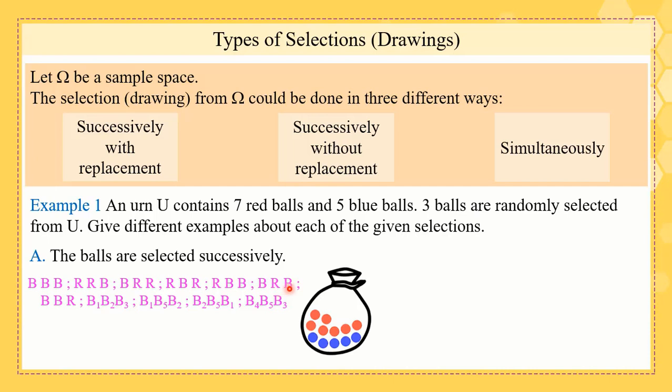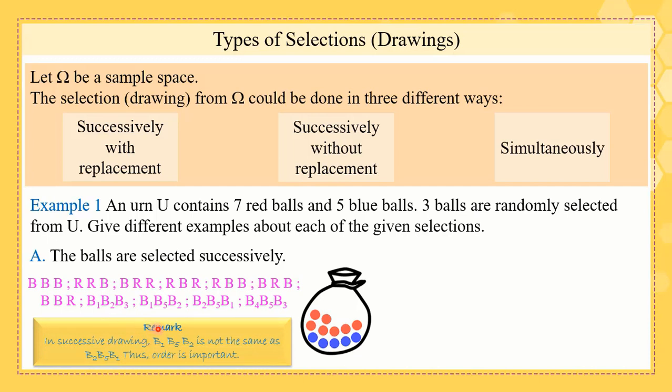All of these selections are called successive selections. Now here we have successive with replacement and successive without replacement. With replacement means we choose the ball, then we put it back to the urn, and without replacement means we choose the ball and we put it aside. And what is the difference between these two terms? We're going to see it later.